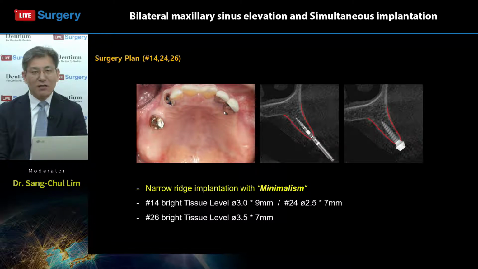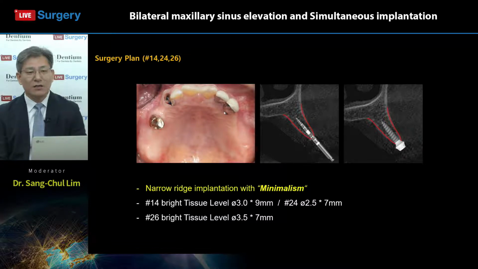How can we apply this kind of tissue level implant of the bright system in a narrow ridge situation, a narrow ridge area? So, a very interesting theme today. Please watch today's Dr. Zhang's live surgery.